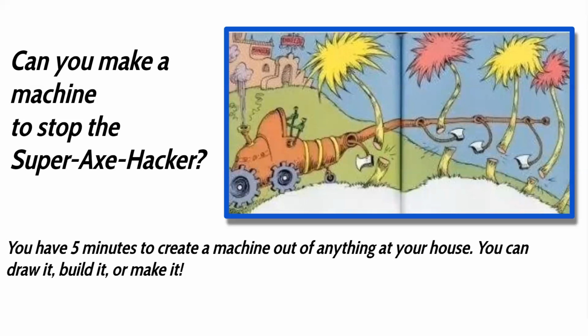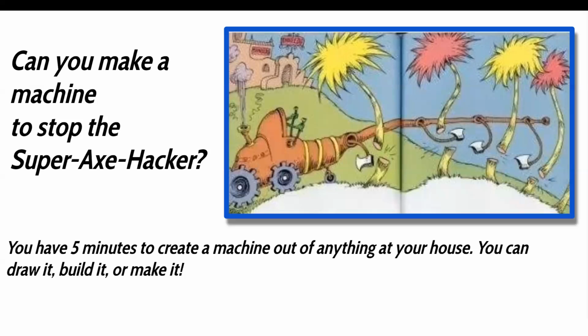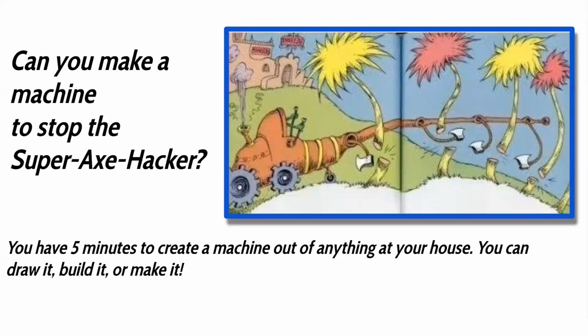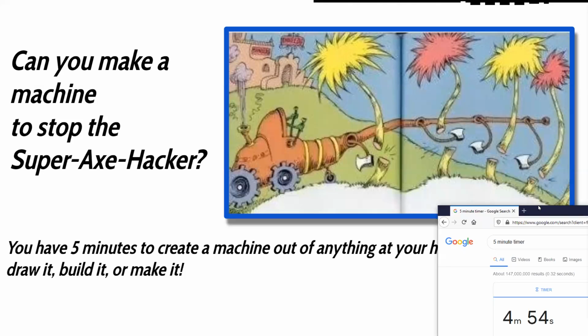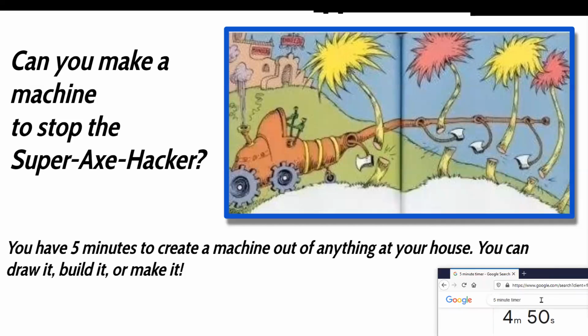So I'm going to actually run around right now and see if I can get something. I hadn't thought of what I would get yet, just so that I wouldn't cheat. But let's see. My timer is starting now. So you've got 5 minutes if you want to participate, if you want to make something to stop the super axe hacker, and we can save all the truffle trees.